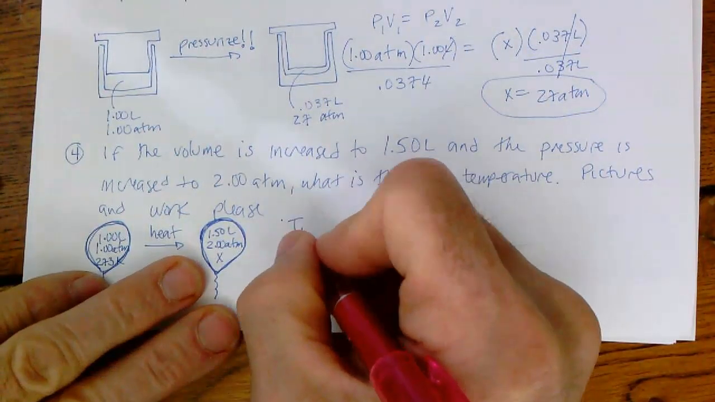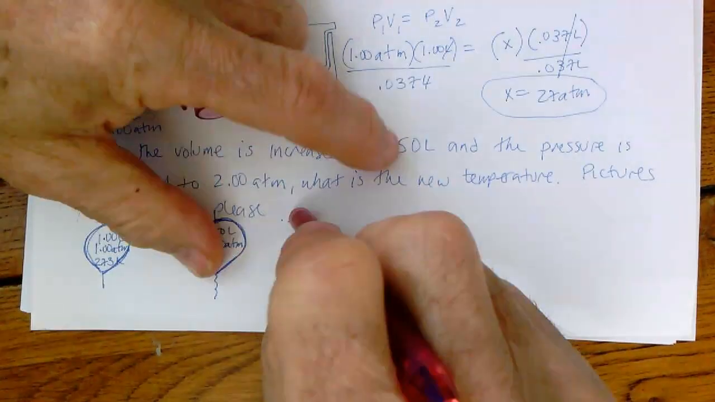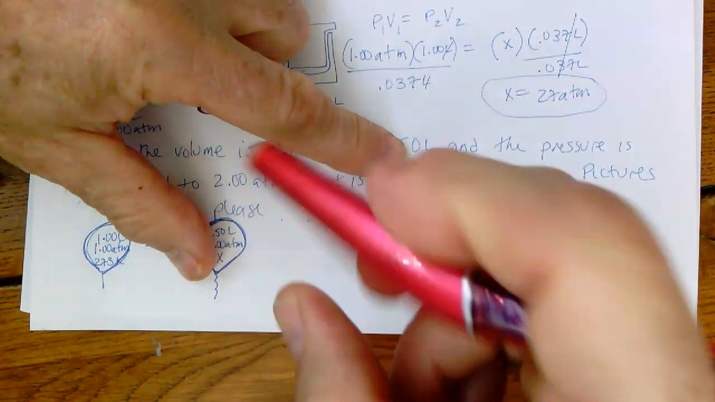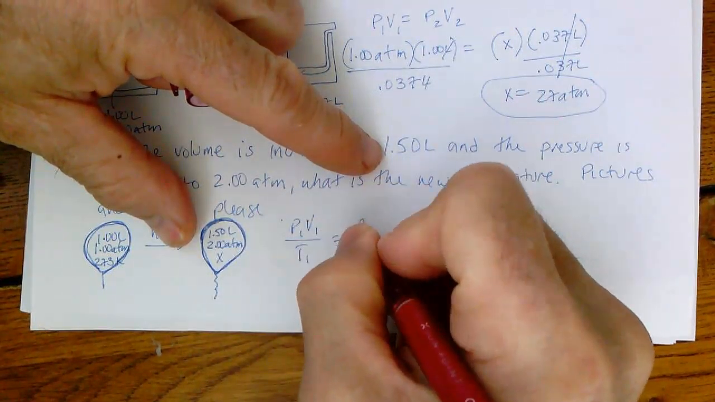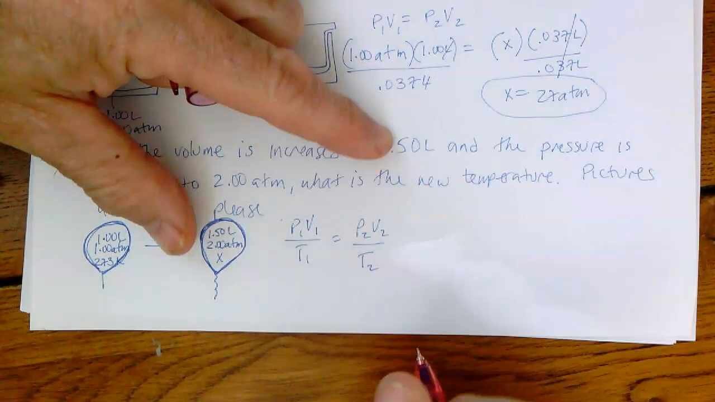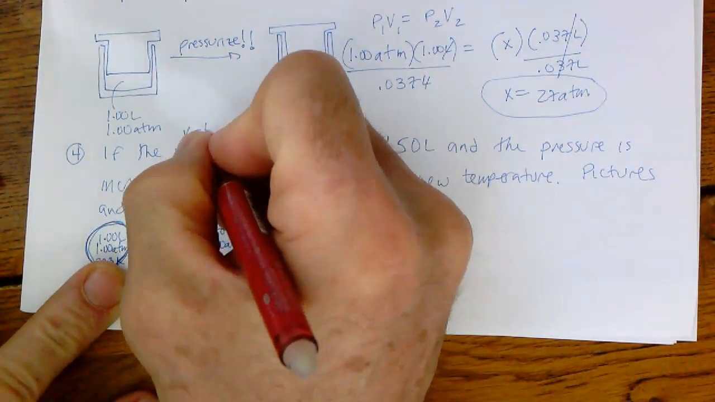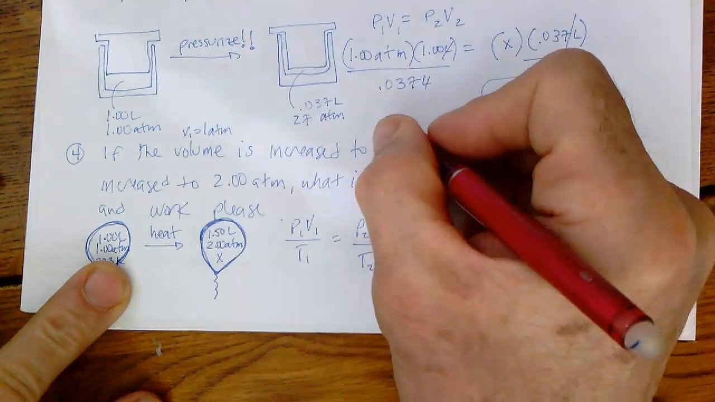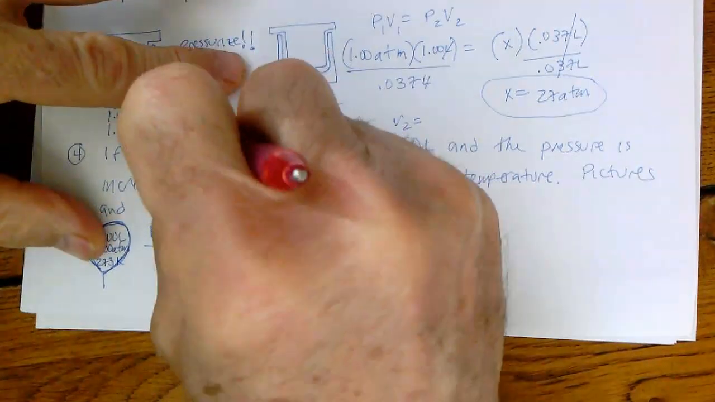So let's write, I think it's P1 V1 over T1. Check your formula. P1 V1 over T1 equals P2 V2 over T2. How did I know that? I have a P1 of 1 atmosphere. I have a V1 of 1 liter.